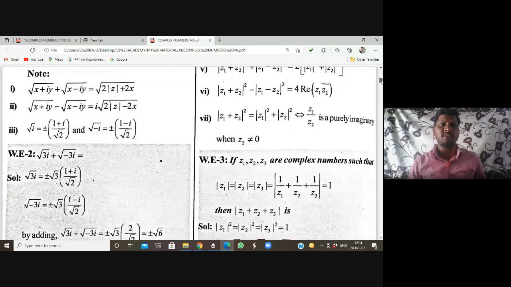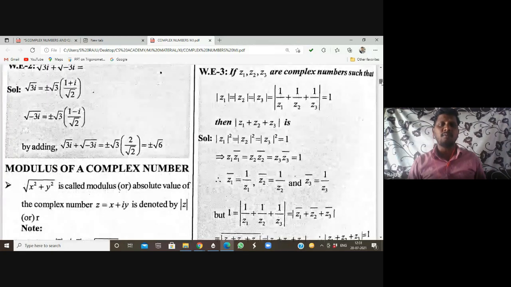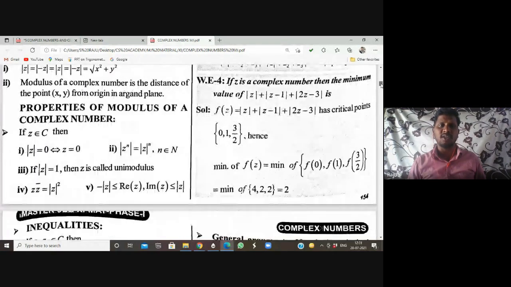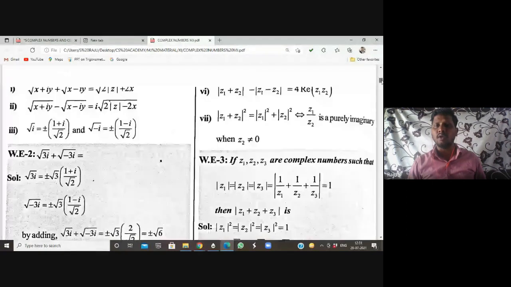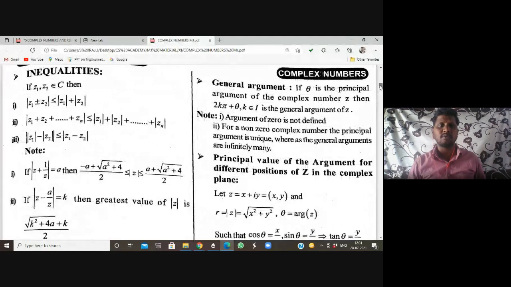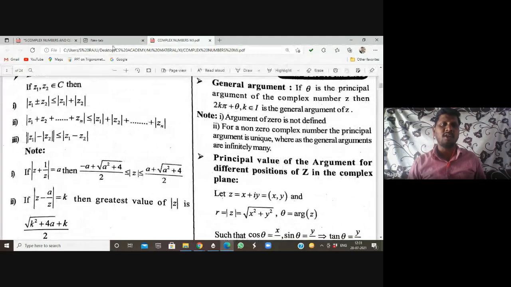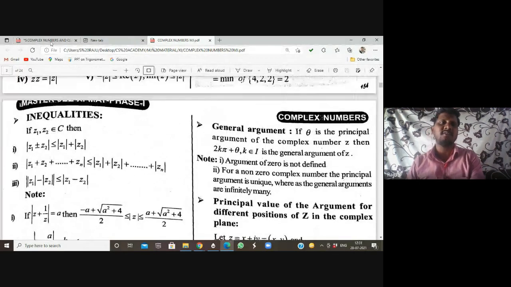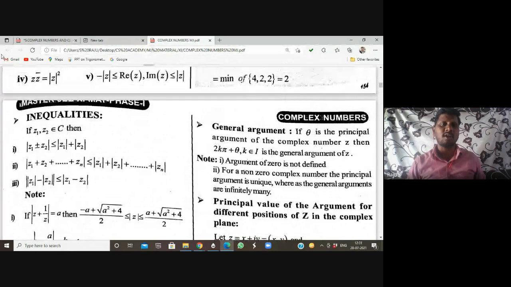These properties and all are easy, no problem. After that, the modulus of a complex number, okay, we studied already. Properties of the modulus of a function, these are the few properties. (a plus b) whole square, (a minus b) whole square, those formulas. Inequalities we will discuss. One chapter is there in class 11.